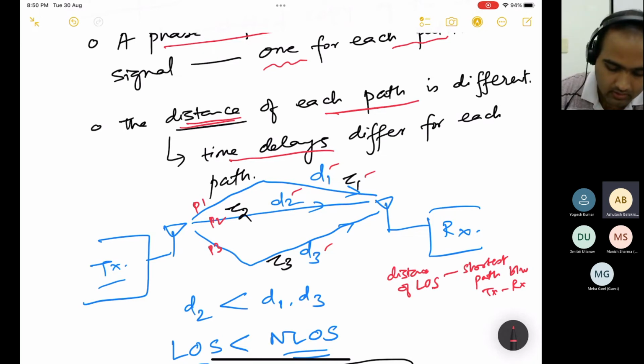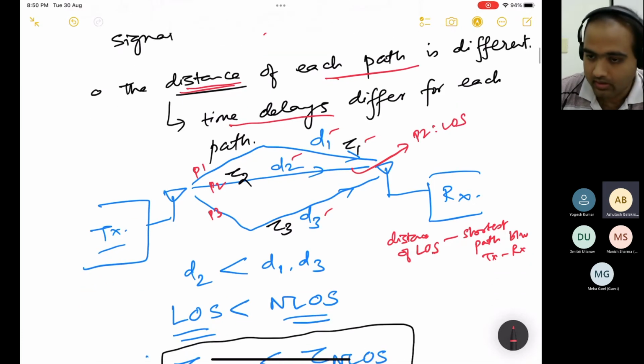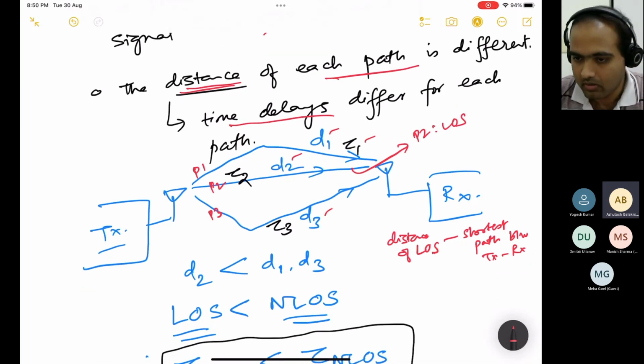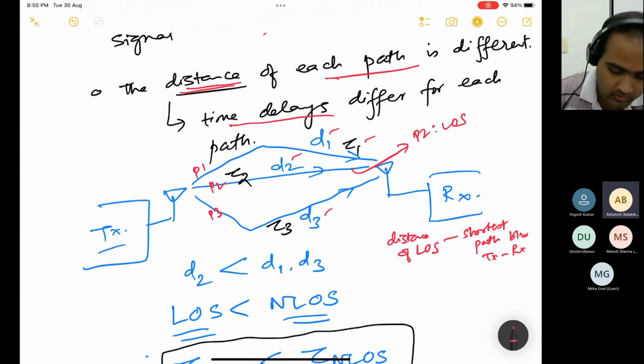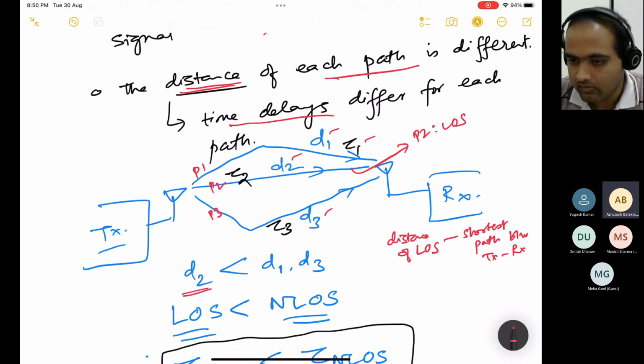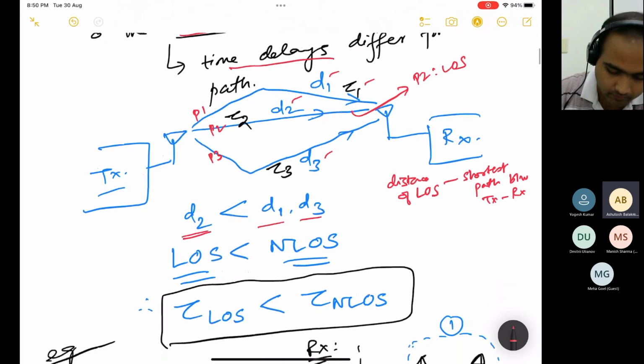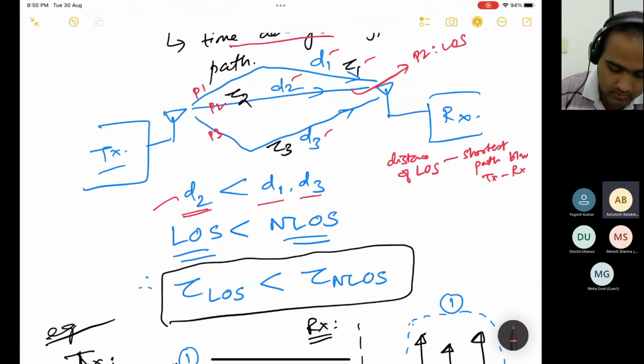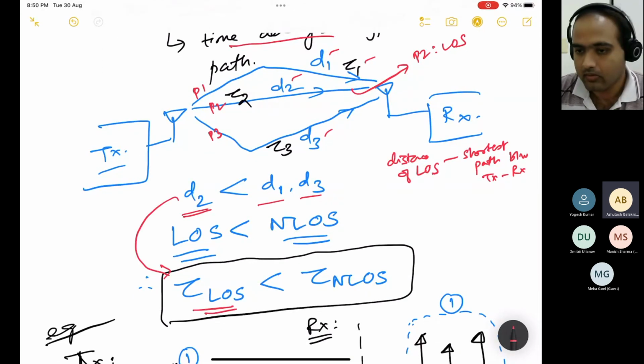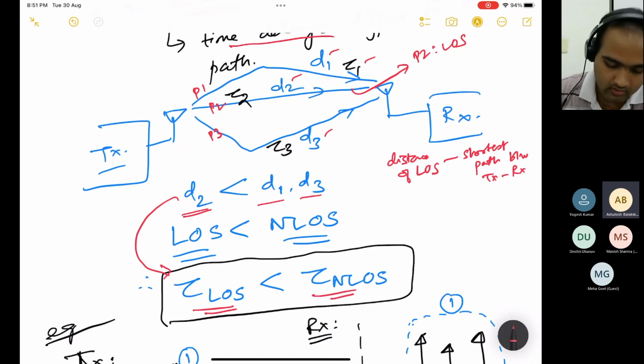So here, if you see, our path 2 is a line of sight communication, and the other paths, P1 and P3, are non-line of sight communication. So d2, that is the distance of line of sight, will always be lesser than the non-line of sight distances. And due to this, the time taken by the symbol to travel in the line of sight communication will always be the least as compared to other non-line of sight communication.